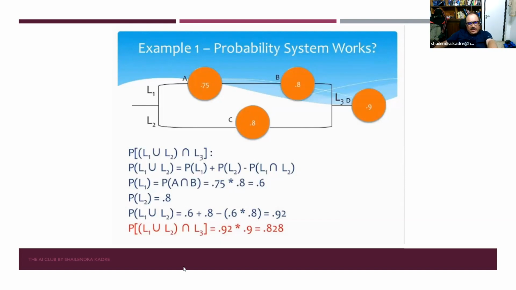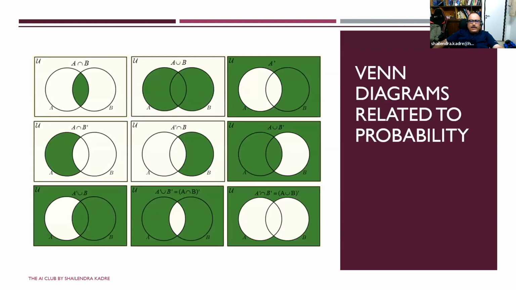You just have a bit more look at home. All the things we have studied in previous slides, so you can make out how it is calculated. First, L1 union L2, which is PL1 plus PL2 minus the L1 intersection L2. He calculated the individual ones, then L1 union L2, and then the intersection with L3. So like that they have done it in two or three parts. Okay, so now the next one.